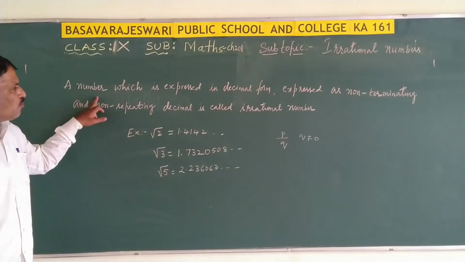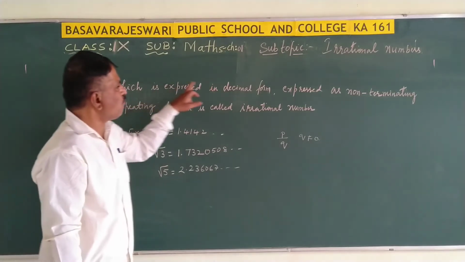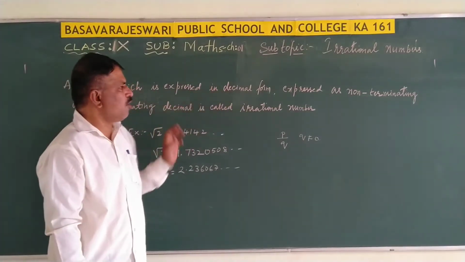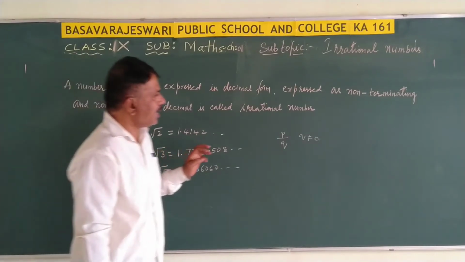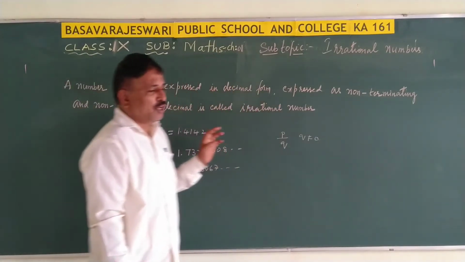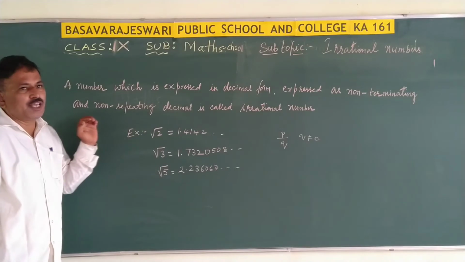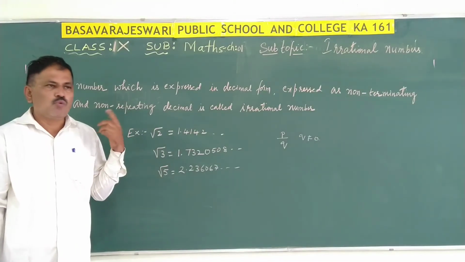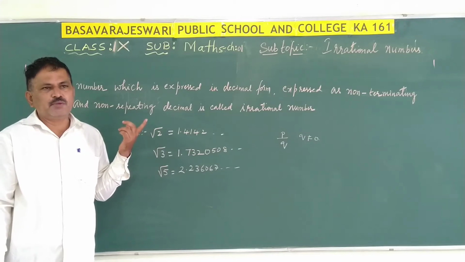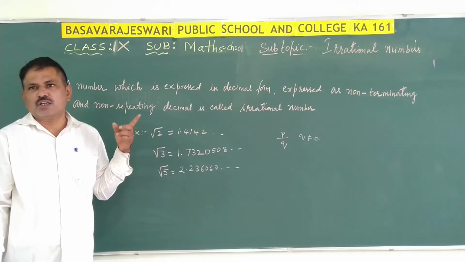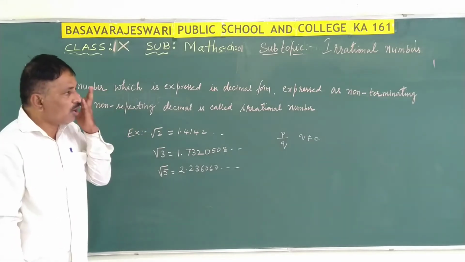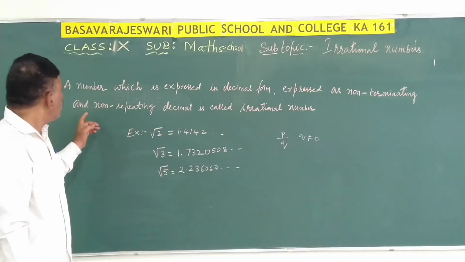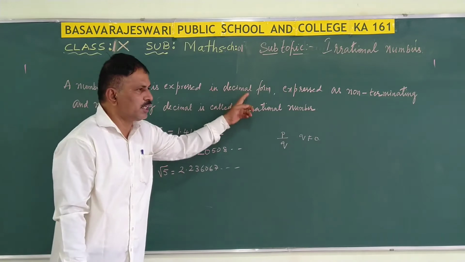A number which is expressed in the form of a decimal, and that expressed number will be non-terminating and non-repeating. You know what terminating is. Terminating means the remainder will be 0, that means the number has an end. Non-terminating means it keeps on continuing. So, a number which is expressed in decimal form.